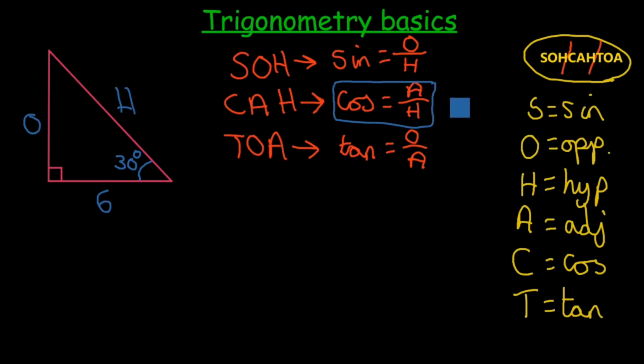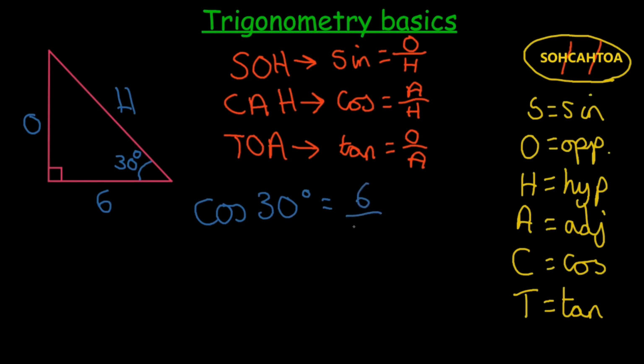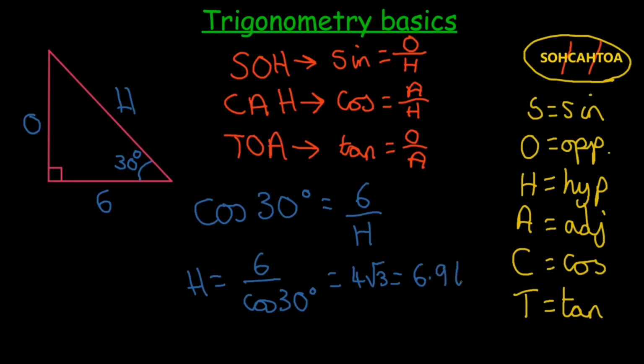Okay? So the cosine of 30 degrees is equal to 6 divided by the hypotenuse. Therefore, the hypotenuse is equal to 6 divided by cosine of 30 degrees, which is equal to 4 root 3, which is 6.9 to 1 decimal place.